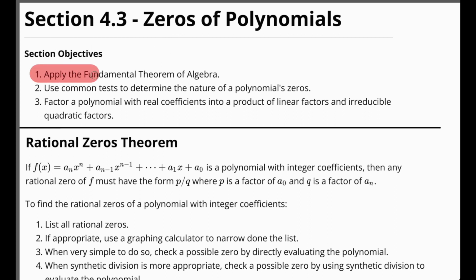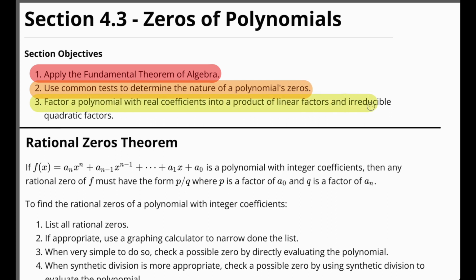First thing is we're going to apply the fundamental theorem of algebra. So first we're going to learn what that actually is. Next, we're going to use common tests to determine the nature of polynomials as zeros. And then we're going to factor a polynomial with real coefficients into a product of linear factors and irreducible quadratic factors. And then we're eventually going to find those zeros from that.